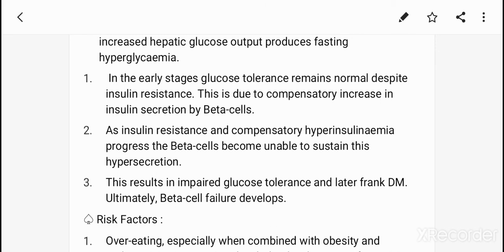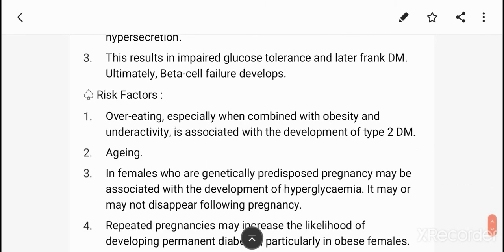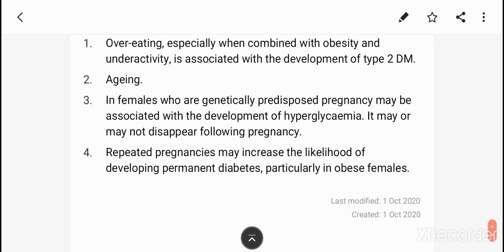So what are the risk factors for developing type 2 DM? As we all know, overeating, especially when combined with obesity and underactivity, is associated with development of type 2 DM. Aging is a big factor. In females who are genetically predisposed, pregnancy may be associated with development of hyperglycemia. It may or may not disappear following pregnancy. Repeated pregnancies may increase the likelihood of developing permanent diabetes, particularly in obese females.